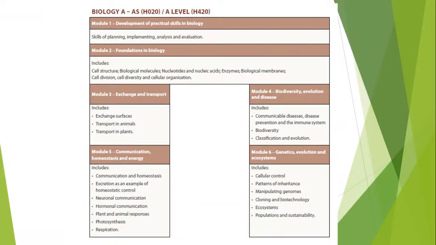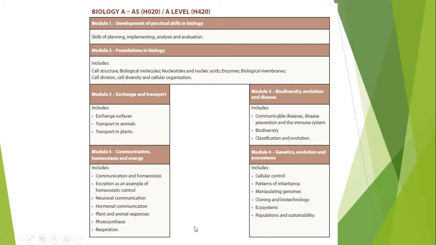So, as I said, the modules are all split up. Module one is like the practical base skills of the course, and how you go about completing practicals in different areas using a different range of techniques. Module two is the foundation in biology. They cover the key fundamental things like cells, biological molecules, enzymes, etc., cell division. Then the modules branch off and look in more detail at these things. For example, exchange and transport is about the transport systems in animals and plants and the exchange surfaces, like biodiversity and evolution, disease. You branch off again and explore these in more detail.